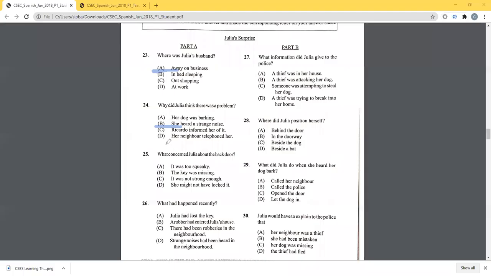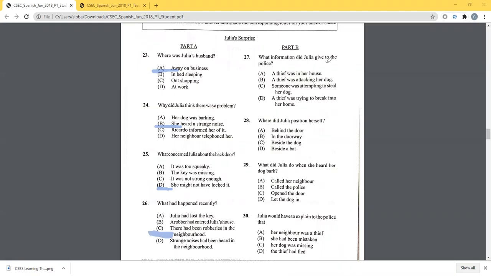Now, what concerned Julia about the back door? She might not have locked the back door. Big problem, right? Home alone, back door not locked, very serious. 26, what had happened recently? There had been robberies in the neighborhood. That's what happened recently, right? So she was concerned about the robbery. She's worried that there was a thief in the house, so that's why she said that. She told the police that there is a thief in the house, right?